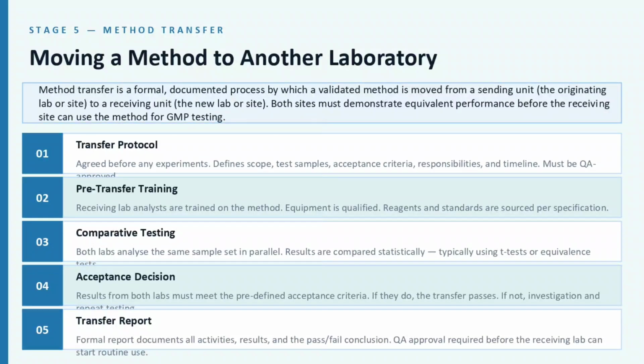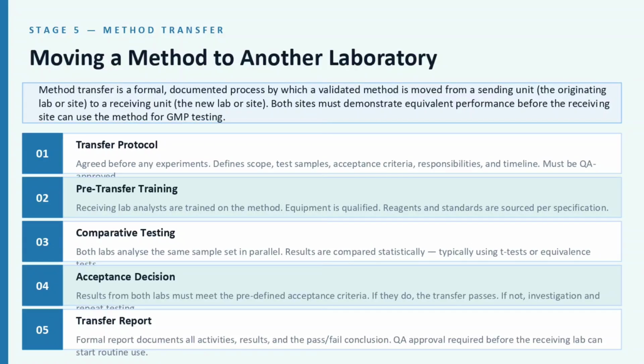Analysts are trained. Equipment is qualified. The right reagents, columns, and reference standards are in place. Step 3. Both laboratories analyze the same set of samples in parallel. The same samples, the same concentrations, run independently by each lab.